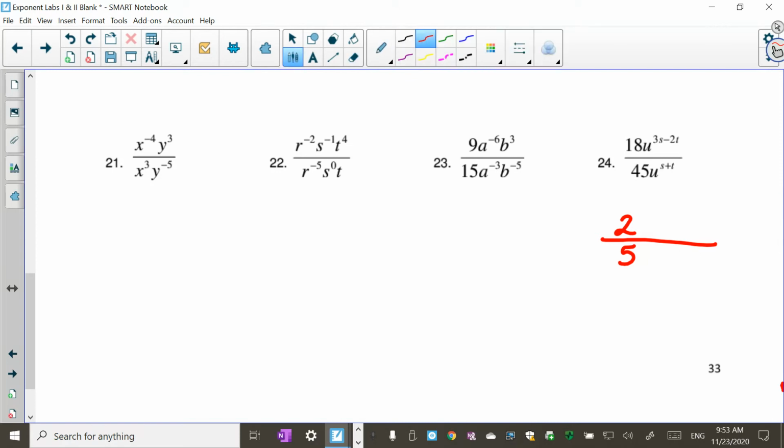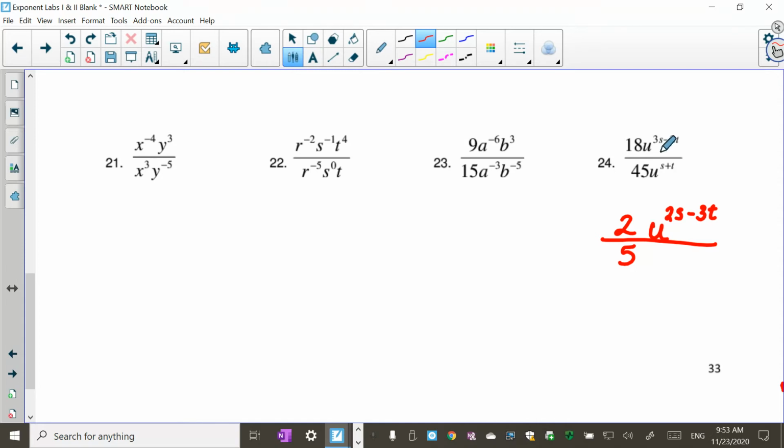Because I have a binomial, you're still going to do the same thing. You're going to subtract this minus this, but you leave it in the numerator and say, okay, I have 3 s's minus 1 s. That's 2 s's. That's an s, not a 5. Then I have negative 2t minus t. That's minus 3t. So you could write it as 2/5 u to the 2s minus 3t because it's a binomial, or you can leave it as 2 u raised to the 2s minus 3t. Both of those are fine.